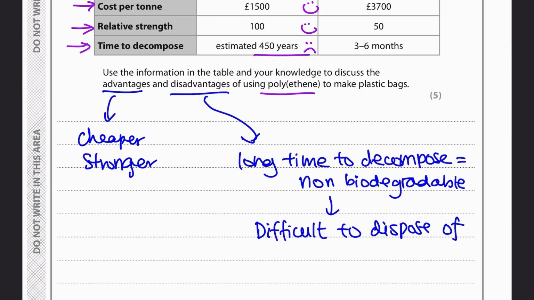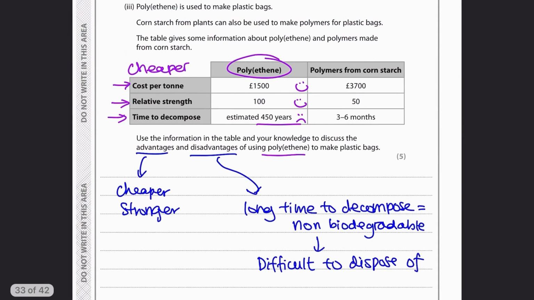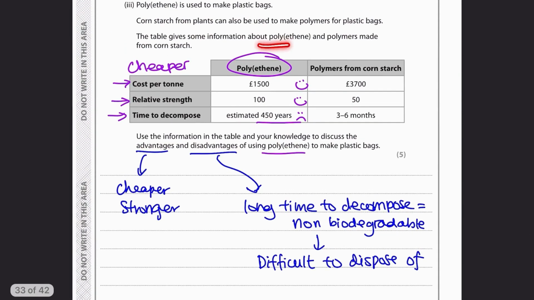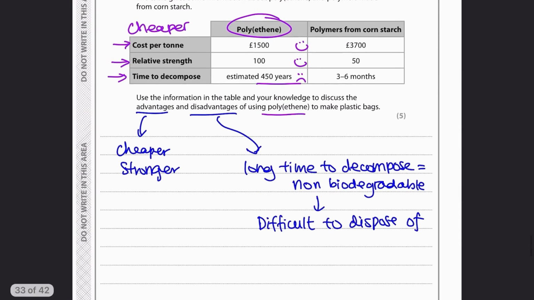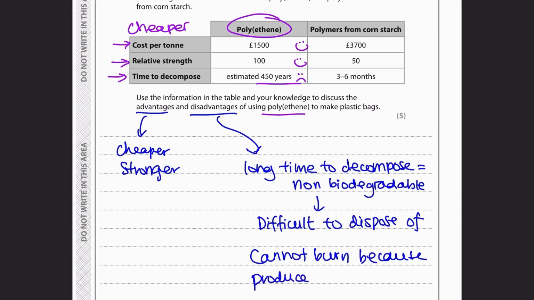The other thing you must know about polyethylene or just plastics is that it's difficult to burn them. Sometimes when we want to get rid of trash or litter, we burn them, but it's not feasible to burn polyethylene because it will produce toxic fumes. So cannot burn to get rid of because produces toxic fume.